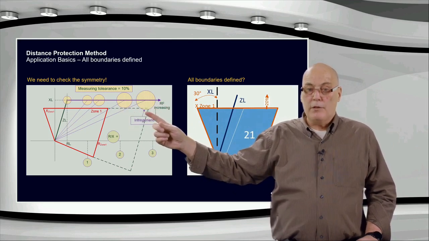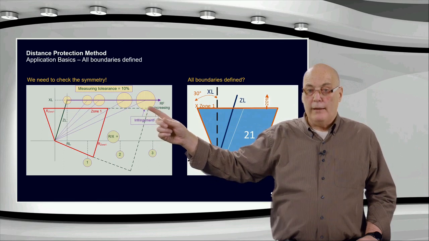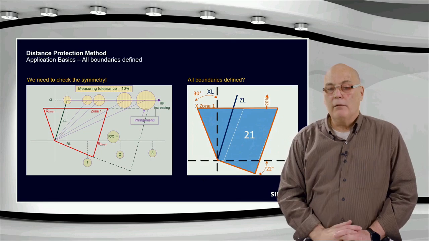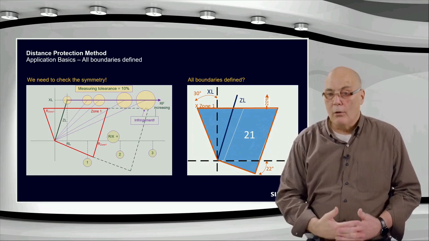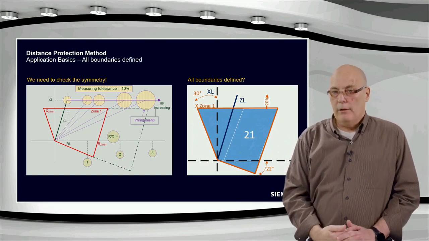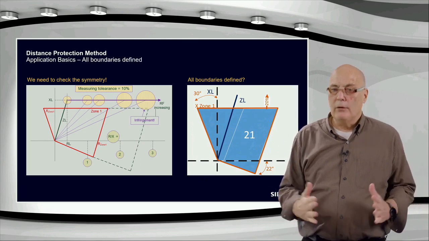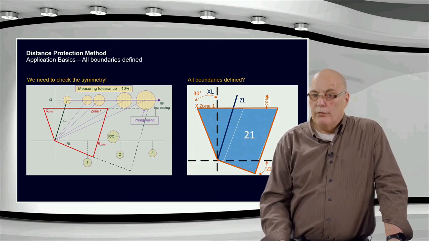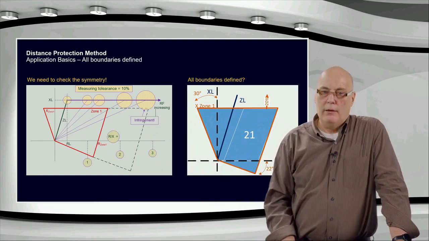So if you have a zone 1 setting that comes to the dotted line here, you can see that measuring tolerance could make you think the impedance is inside zone 1 and you get a non-selective trip. That's why we have to worry about this. We cannot just set the R setting to a huge value, because at some point it's going to create problems.